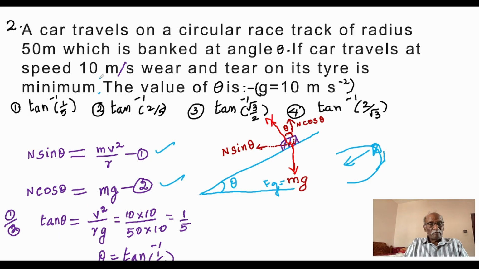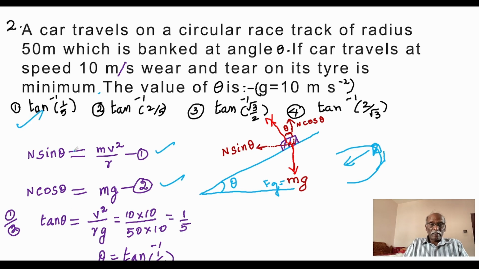V is 10 meter per second. Therefore, 10 into 10, because velocity square. R equals 50 meter. Then g is approximately 10. When you take into account all these things, we get 1 by 5. Tan theta equals 1 by 5. Theta equals tan inverse of 1 by 5. So the answer is the first one.